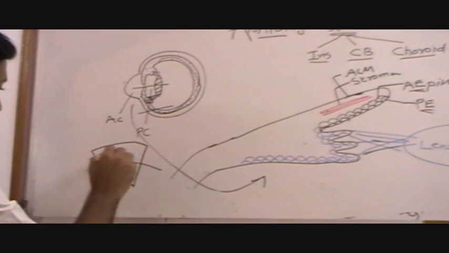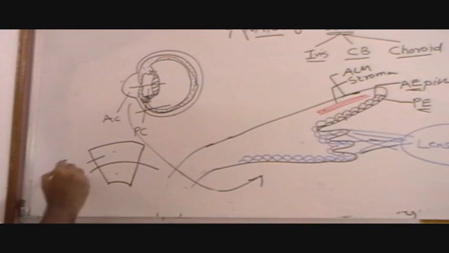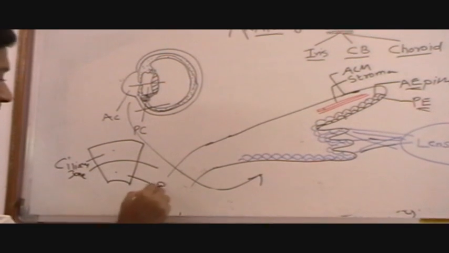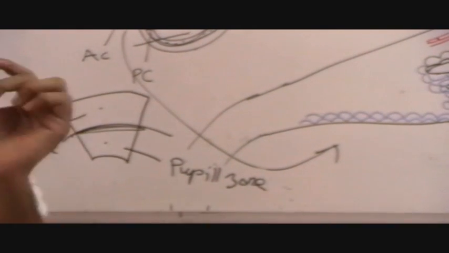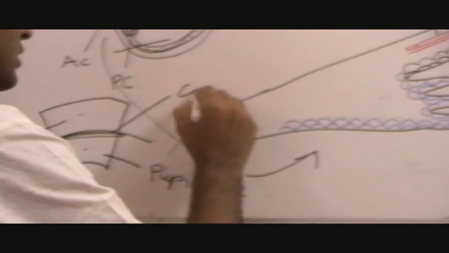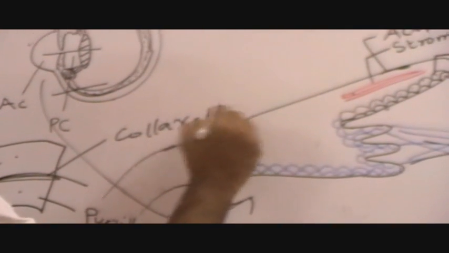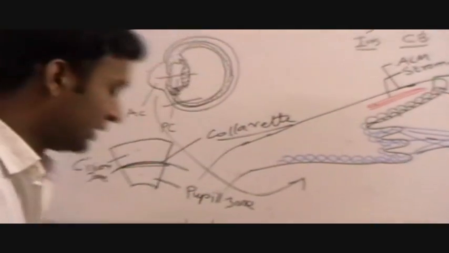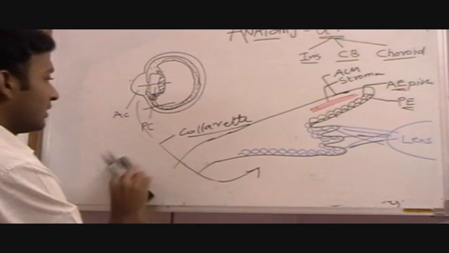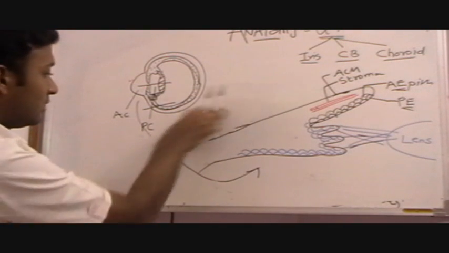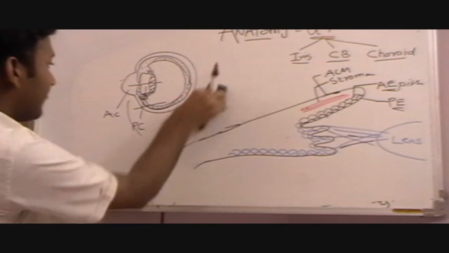Okay, there are two parts basically. This is called the ciliary zone, and this is called the pupillary zone. The demarcation between these two zones is called the collarette. It's called the collarette. Okay? This is to be understood. This is the outer part, this is the inner part.